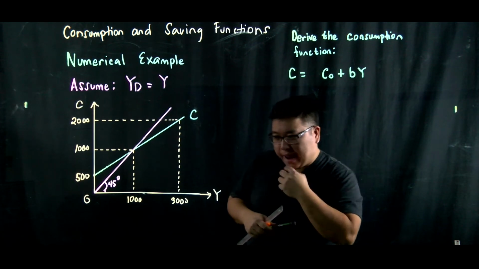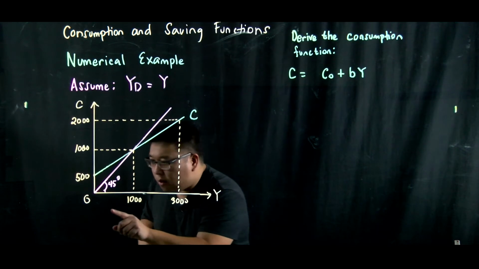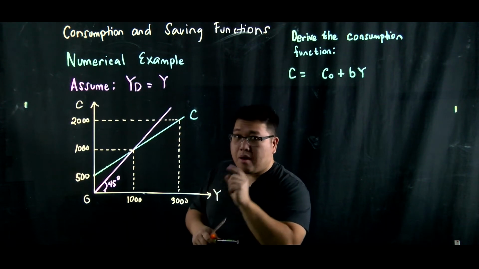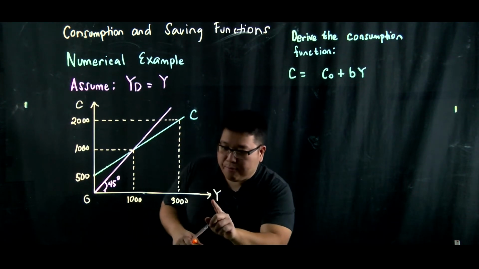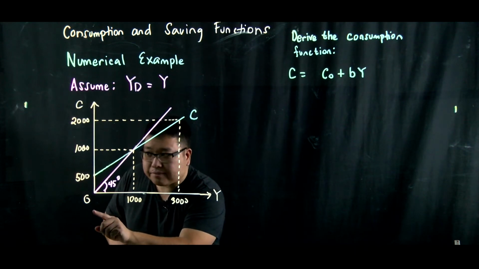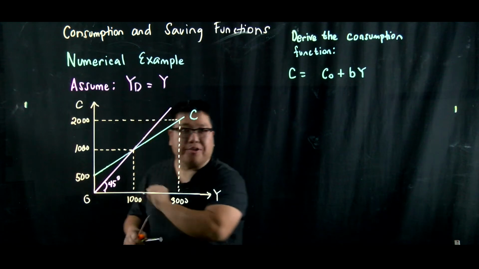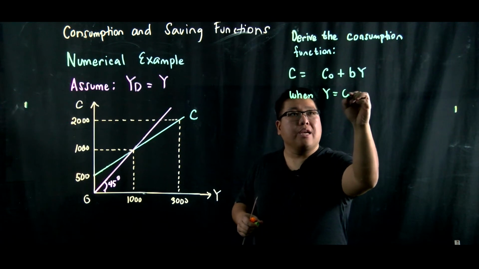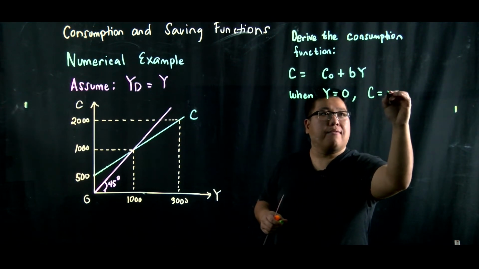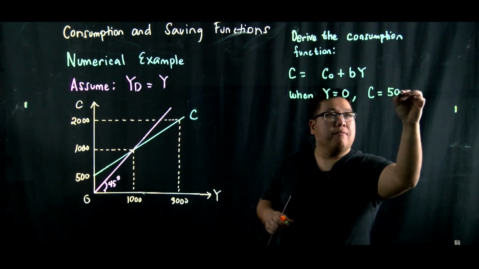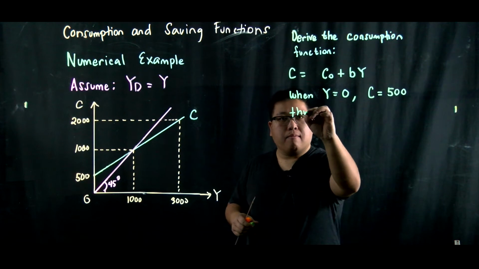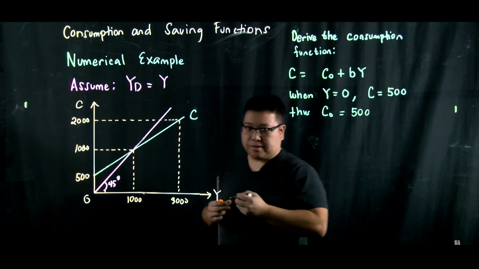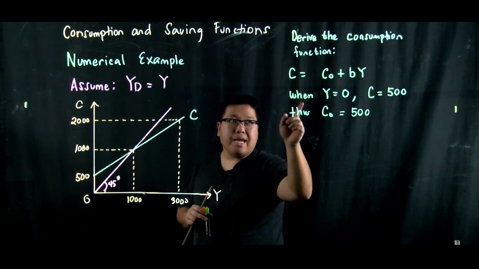Now, let's look at the graph again. If national income is 0, question for you, what is the level of aggregate consumption expenditure? Well, from the graph, if y is 0, what we see is that consumption is equal to 500. So when y equals 0, we know from the graph that C is equal to 500. So therefore, C sub 0 is equal to 500. So now we have C sub 0. The next thing we need is B.